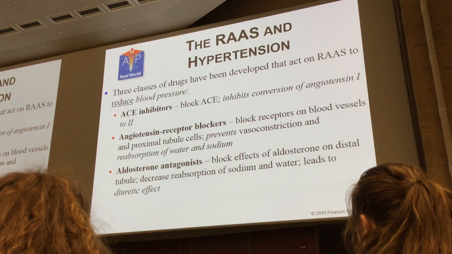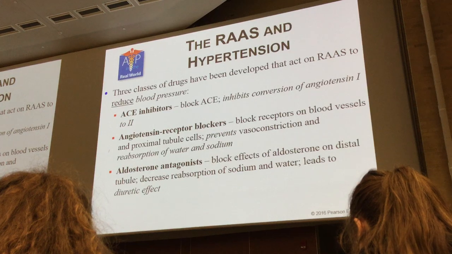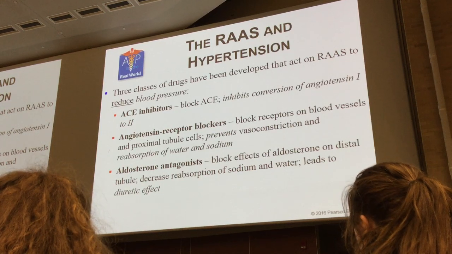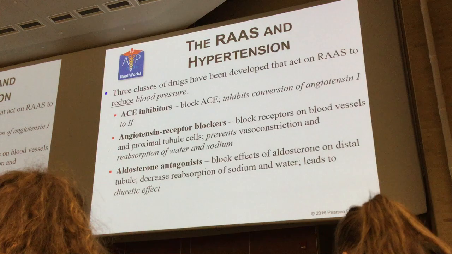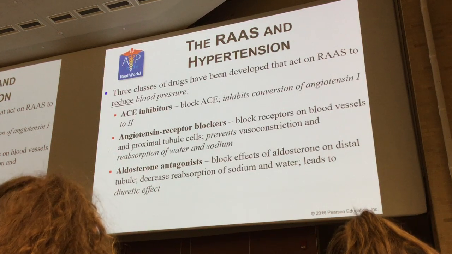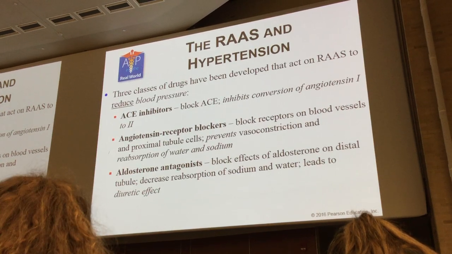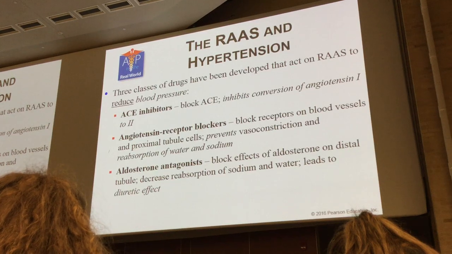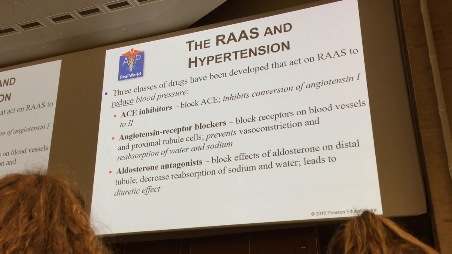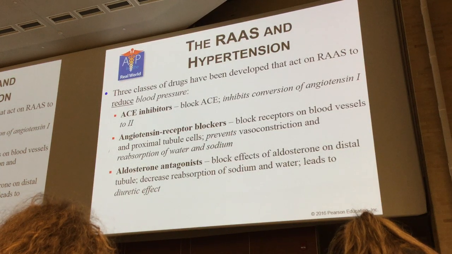Aldosterone antagonists block aldosterone's effects, so we can't reabsorb sodium and water, so you lose it in your urine. There are diuretics. You ever heard of spironolactone? That's an aldosterone antagonist. Okay, any questions on those? All right, moving on.